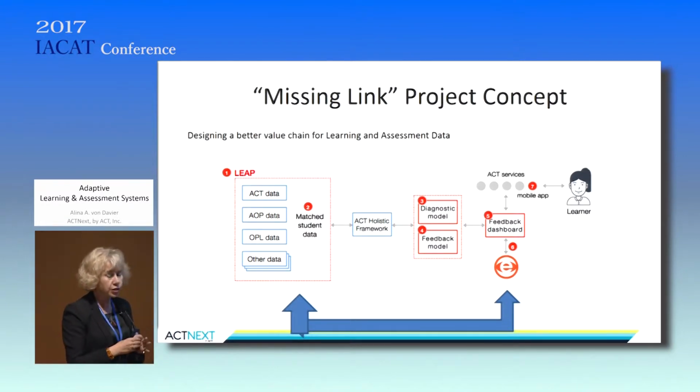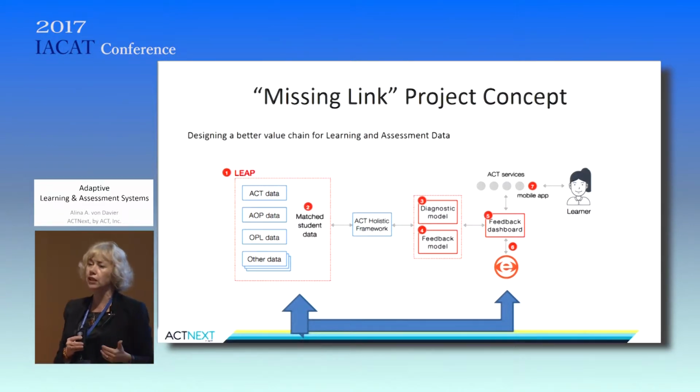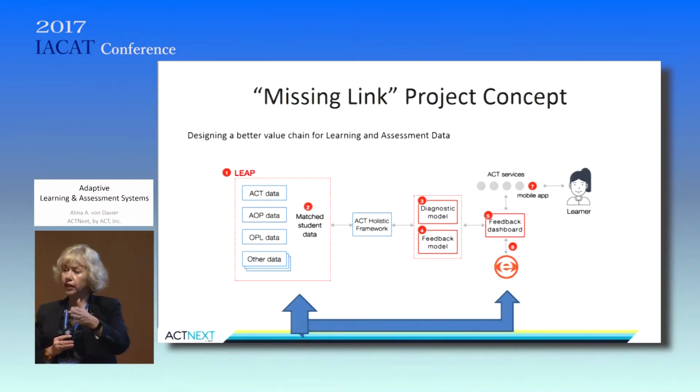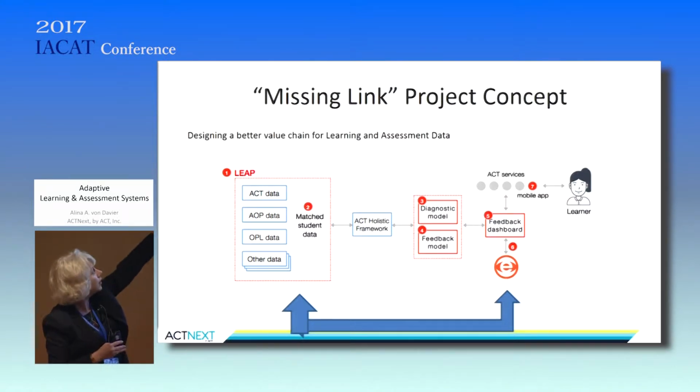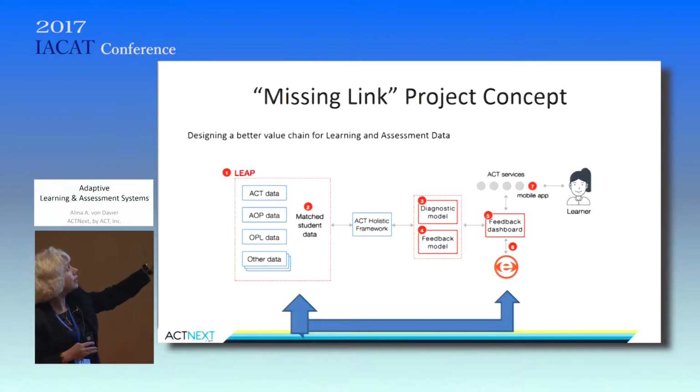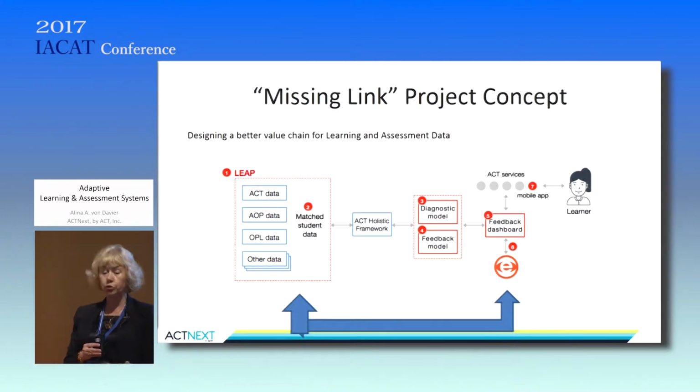So let me emphasize what we have here. At ACT, we have this LEAP. This is a learning analytic platform on which we put all of our data at ACT. It's a new platform, and it contains cross-sectional data, such as data from tests, say the ACT test, or the WorkKeys test, or some other test. It also contains AOP and OPL data, which are learning data. They are data from the learning system, say test preparation materials. But we have also other types of data, such as data from social emotional learning instruments.